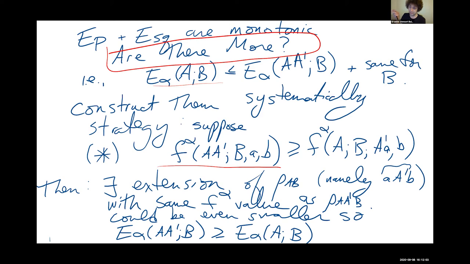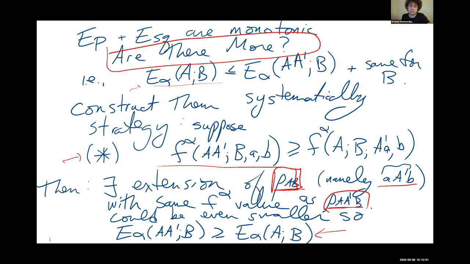Okay. If that were true, that would mean that there's an extension of rho AB, namely this one, that has an F alpha value no larger than the F alpha value of rho AA prime B. And that gives me an extension of this smaller state where I've traced out the A prime system, that gives a lower value for the objective function that we're minimizing in the definition of the formula up here. And that ensures that if I can make sure the star is satisfied, then also I will make sure that my formula is monotonic.